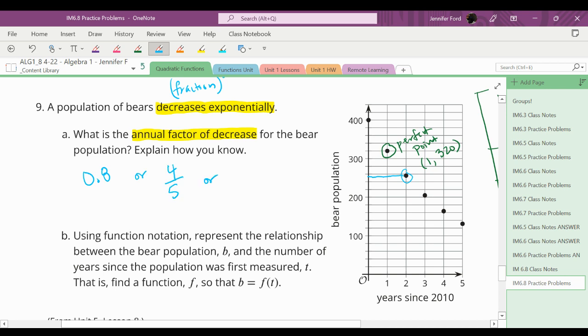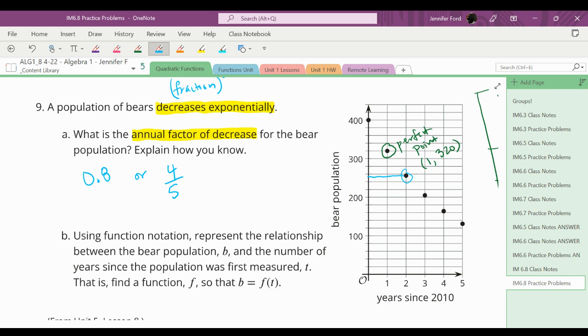Well, I'm not going to do percents because it's a 20% decrease, but it's 80% of the total. That gets confusing. I hate percent decrease. Okay. Using function notation, represent the relationship between the bear population B and the number of years since the population was first measured, T. That is, find the function f so that B equals f of T.